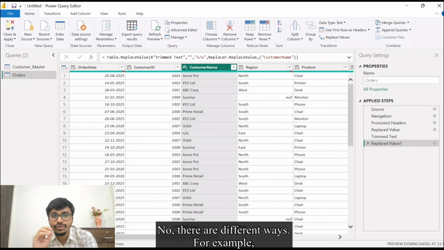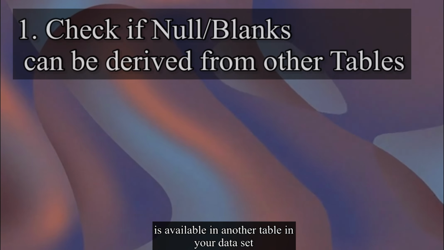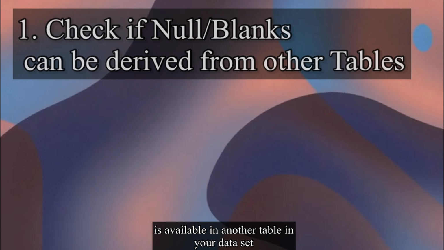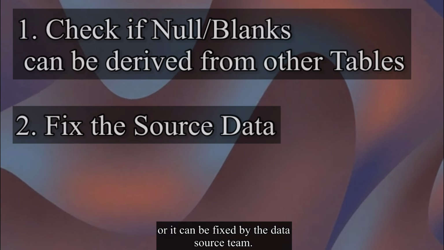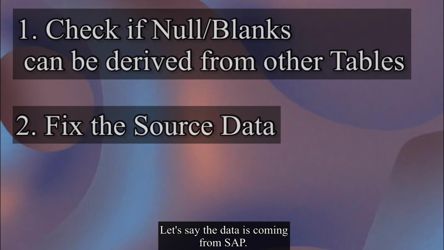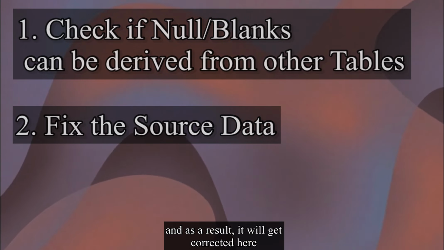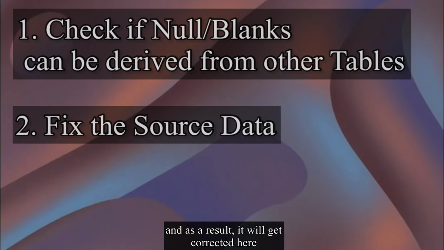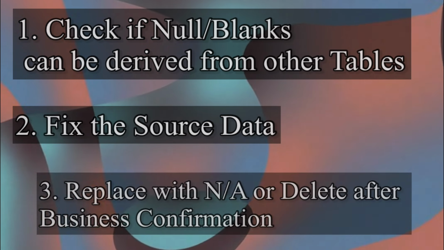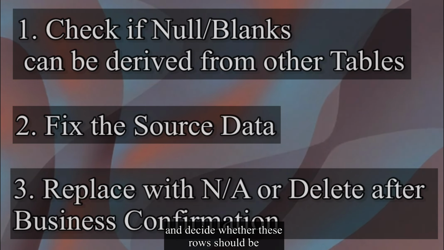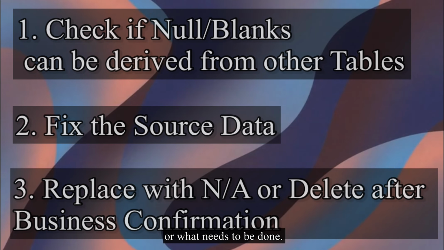For example, first of all you should check whether the value that you are seeking for is available in another table in your data set, or it can be fixed by the data source team. Let's say the data is coming from SAP, then SAP team should update the data in the source, and as a result it will get corrected here also. Another way is that you discuss with your business stakeholders and decide whether these rows should be deleted or replaced or what needs to be done.